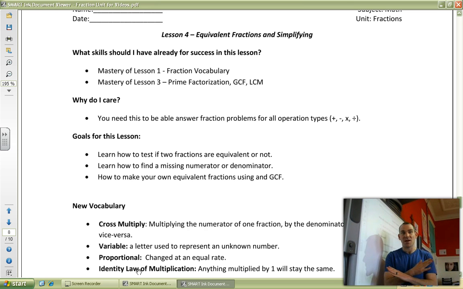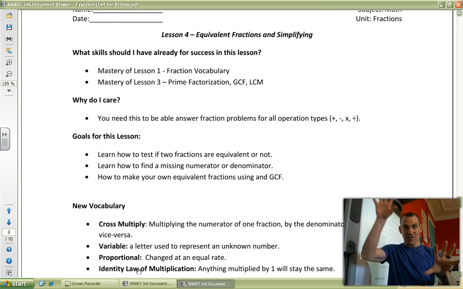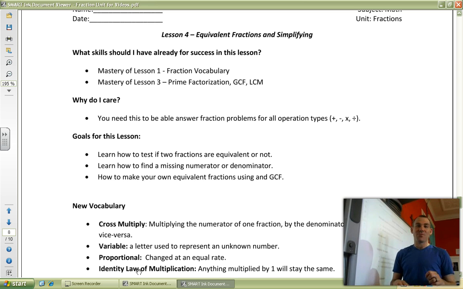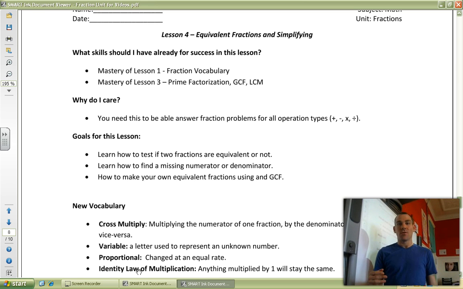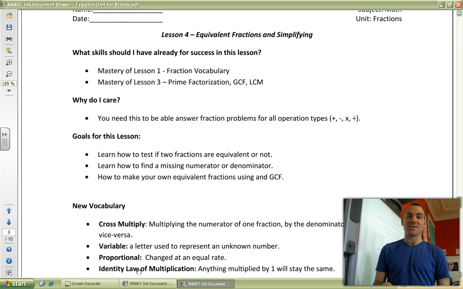Okay. So there's some new vocabulary I want to go over first. One is cross-multiplying. That's essentially multiplying the numerator of one fraction with the denominator of the other, and vice versa. So making a cross across the two fractions. And then a variable. Sometimes in math, we know an answer, but we don't know a part of a question. To represent that space, instead of putting a question mark or leaving it blank, we use a letter. And most of the time, we'll use an X for that.